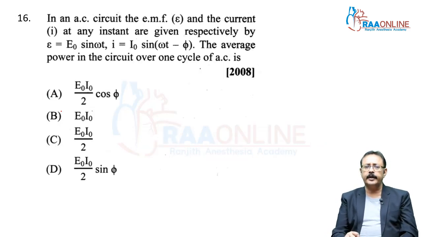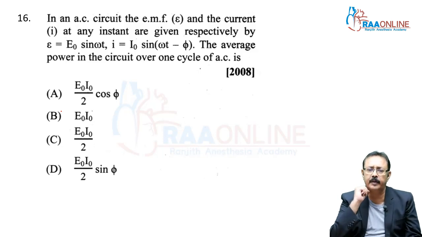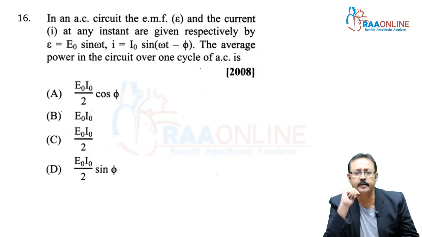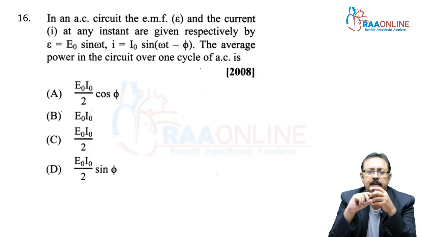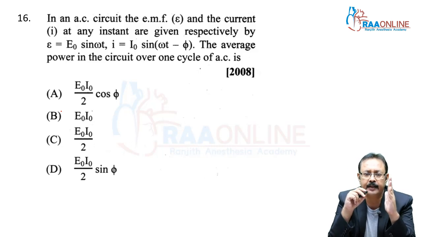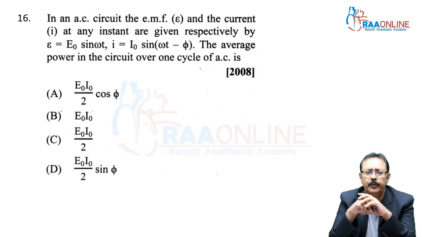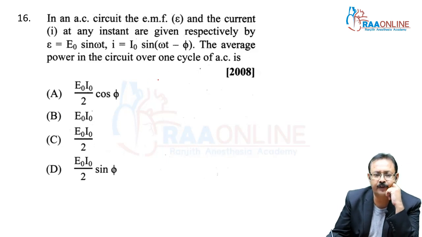Next is from 2008 AIPMT. In an AC circuit, EMF and current at any instant are given by this. It means voltage is leading, but not leading by 90 degree. It means it is LR circuit or LCR circuit, in which XL is greater than XC. But anyhow, we know the phase difference. What is phase difference? Phase difference is phi. So power factor is cos phi.